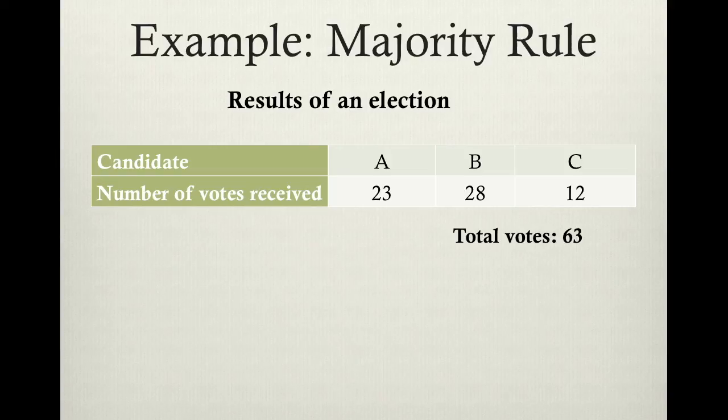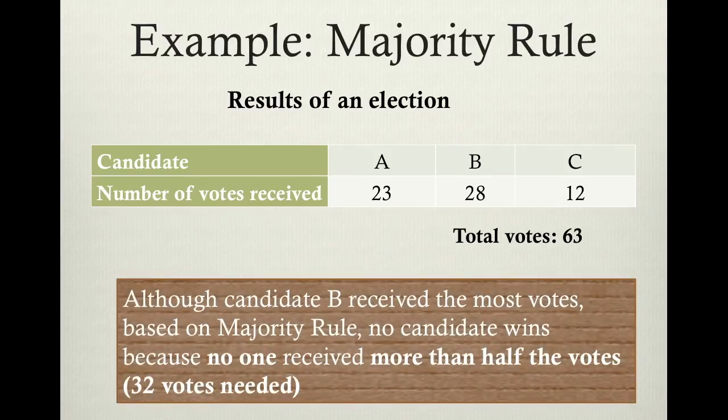So now that we know this, here's an example. I have candidates A, B, and C, and that's the number of votes that each of them received. Now, if you look at it, B wins. But if we're talking about majority rule, nobody wins because even though B got 28 votes, a majority needs more than half of 63. Half of 63 is about 32. Nobody got that. So in this specific example, nobody wins.